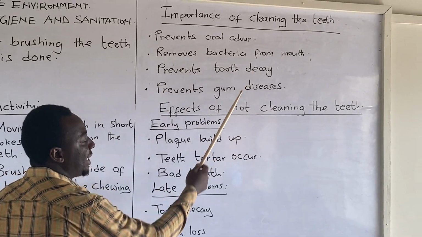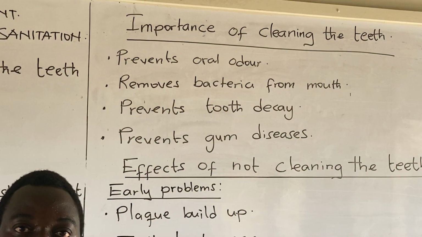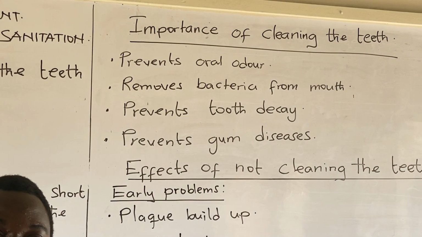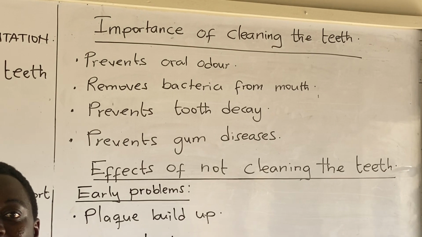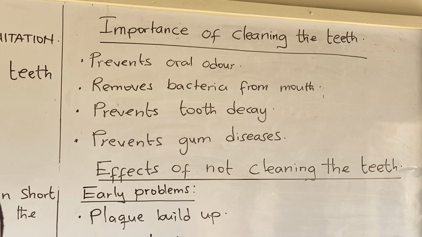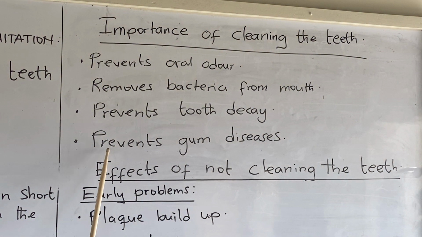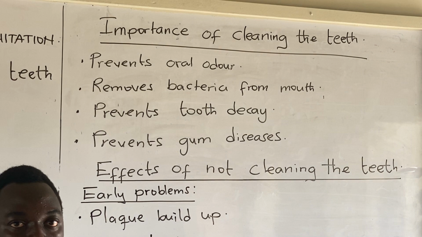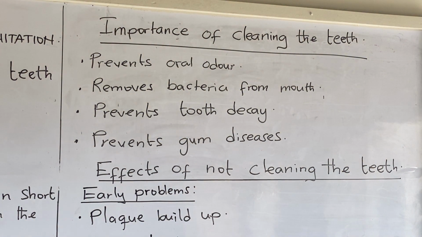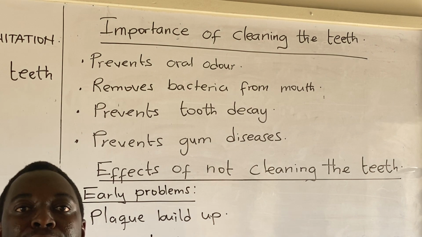3. Prevents tooth decay. In other words, it will prevent your teeth from rotting. That is tooth decay. So when you brush or clean your teeth regularly, your teeth will not decay. 4. Prevents gum diseases. When we brush our teeth regularly and well, it prevents gum diseases such as gum bleeding.